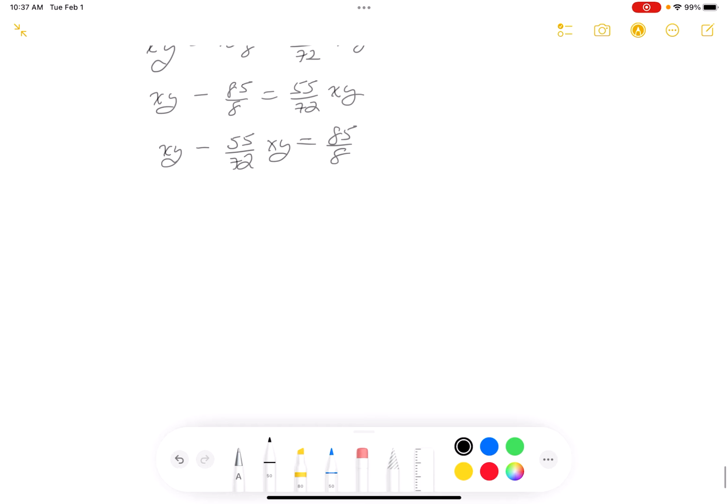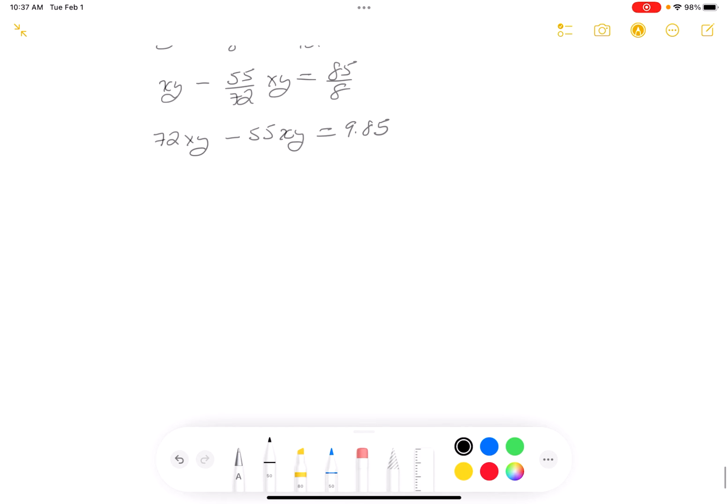And I'm going to multiply both sides by 72. And what do you get? You would get 72 xy minus 55 xy. And let's see, if I multiply by 72, right? I'm multiplying by 72. What would you get? You get 9 times 85. All right, let's keep doing it, see what I come up with.